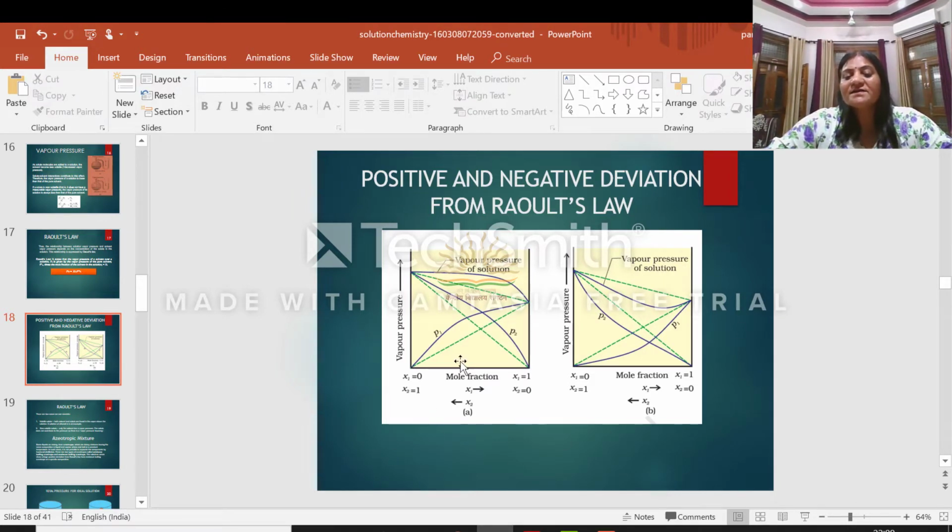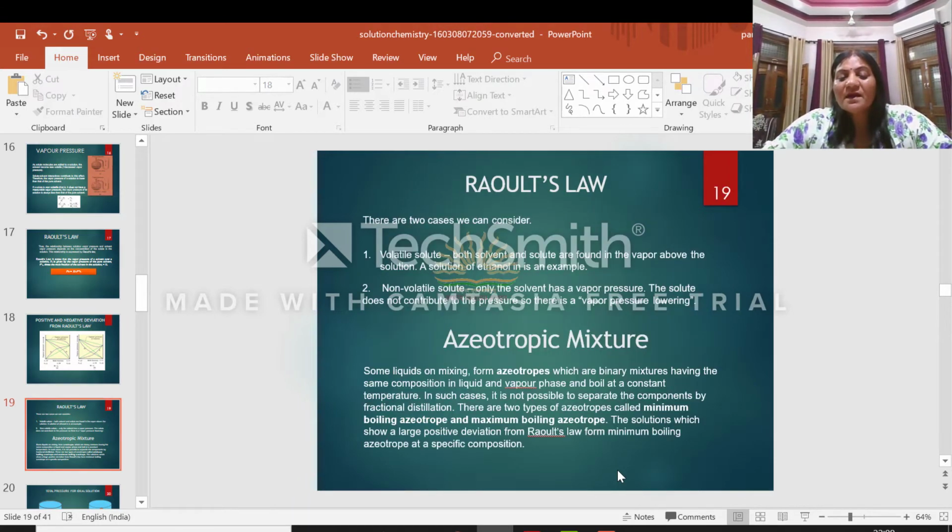I have already discussed the important content of this chapter from the NCERT. Azeotropic mixtures. This topic is important for 2 mark questions, and for 1 mark questions, for example, which mixture shows the maximum boiling azeotrope, give some examples, minimum boiling azeotropes, give one example of this type of mixture.